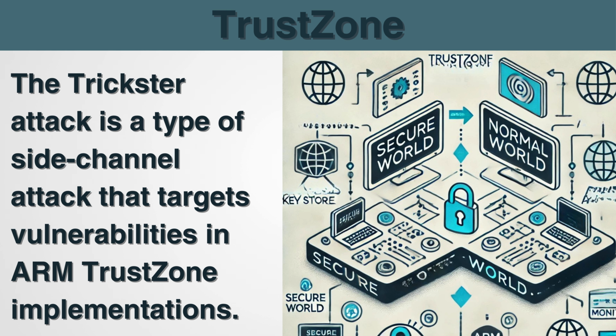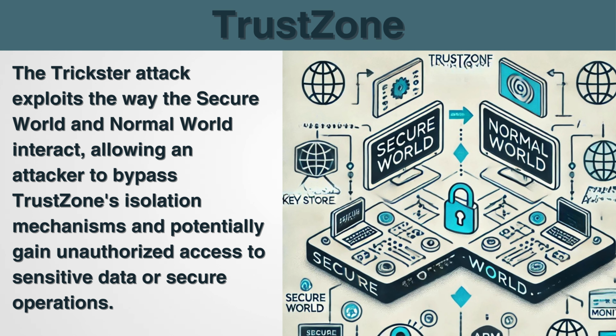Now, just a final clarification on the Trickster attack. That is a type of side-channel attack targeting vulnerabilities directly in ARM TrustZone implementations. It exploits the way the secure world and normal world interact, allowing an attacker to bypass TrustZone's isolation mechanism and potentially gain unauthorized access to sensitive data or secure operations.